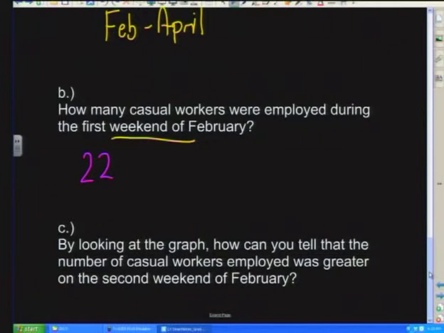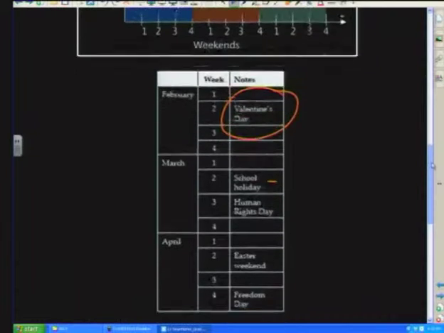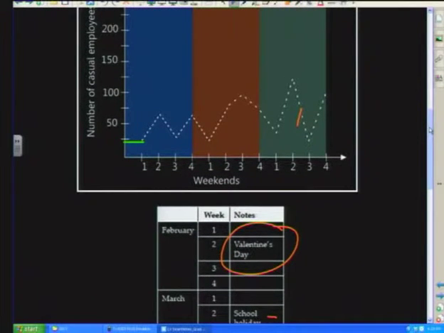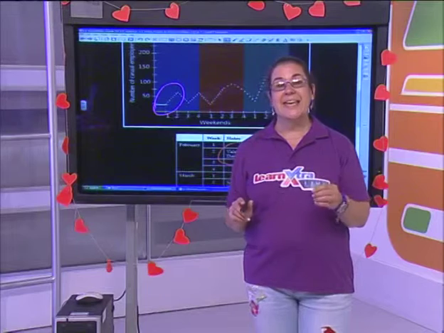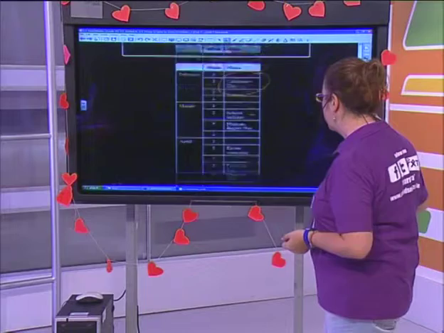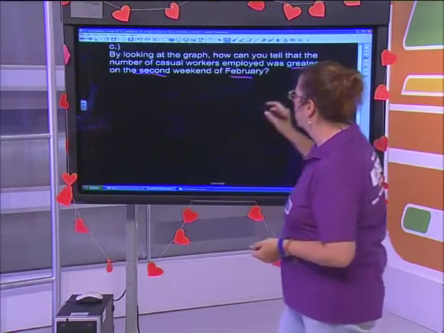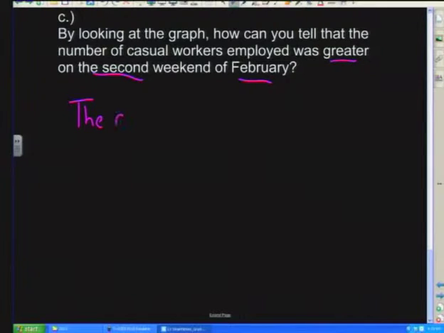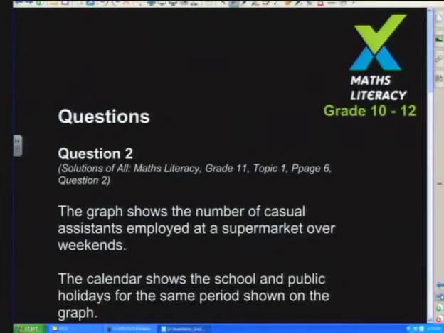By looking at the graph, how can you tell that the number of casual workers employed was greater on the second weekend of February? How can we tell by looking at the graph? Well, from week 1 to week 2, we're looking at that space there. What happens to the graph? It increases. So we can see that it's increasing from week 1 to week 2, and that's how we can tell. So the graph increases from week 1 to week 2. So it's easy to see. And let's move on to the next part of our questions.